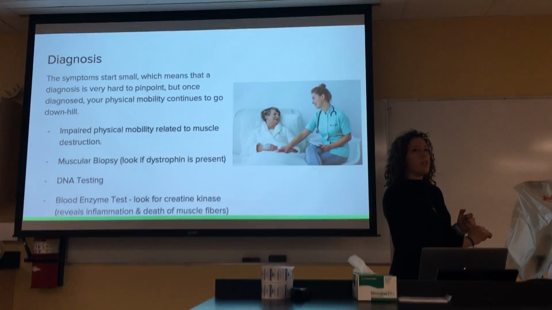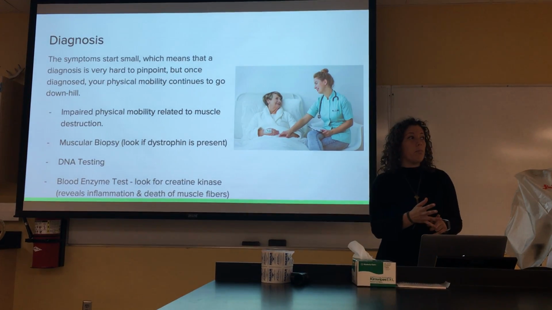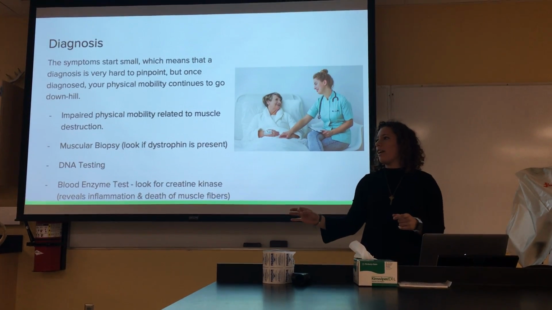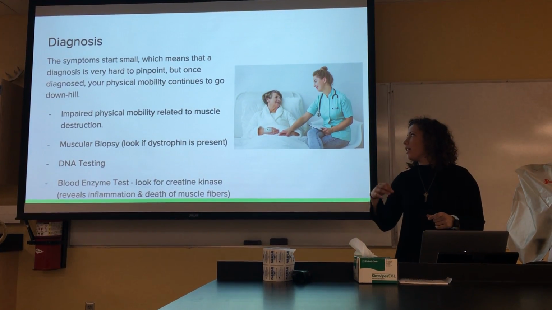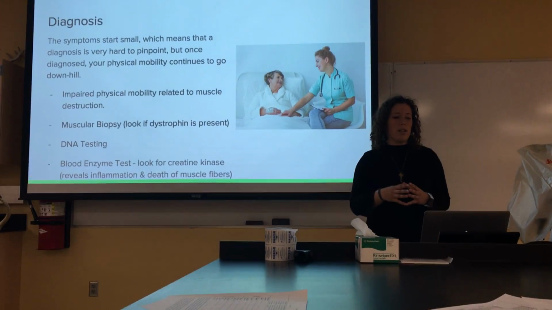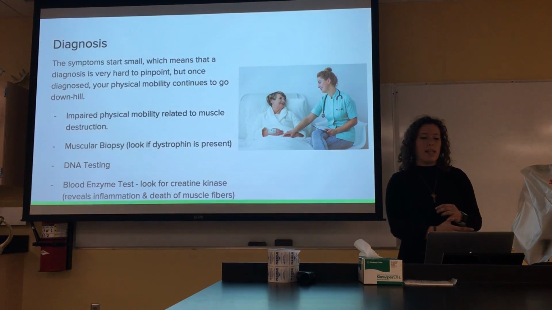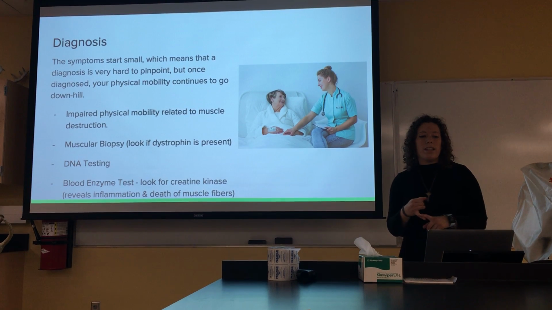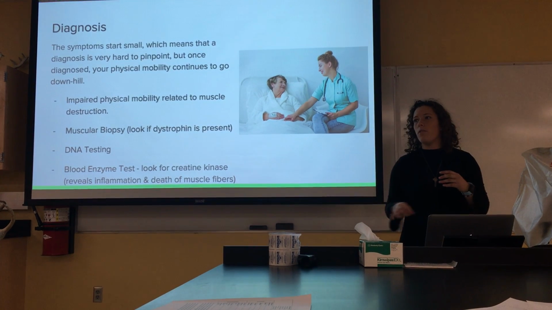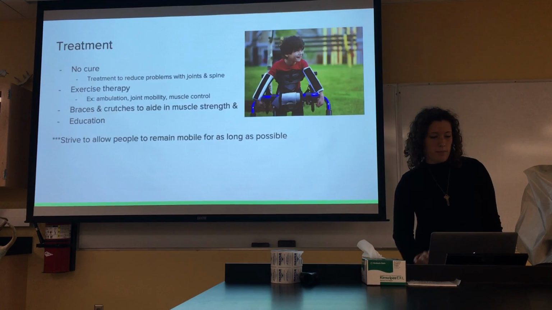Some of the diagnoses are impaired physical mobility related to muscle destruction, as well as muscular biopsy, which is taking a sample of the muscle to see if the dystrophin protein is present. Another one is DNA testing because of that chromosomal difference, and then a blood enzyme test, which looks for kinase, which reveals the inflammation or the death of those muscle cells, because that is what muscular dystrophy is.